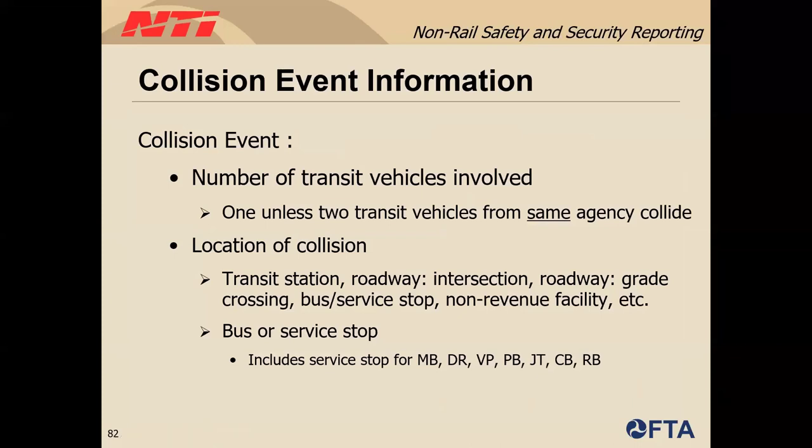So the first collision screen is the collision event information screen. For all the modes, this captures information about the number of transit vehicles involved. The answer would always be 1 unless 2 transit vehicles from your agency collide. The location of the event, such as the transit station, roadway intersection, roadway grade crossing, bus or service stop, non-revenue facility, which would be a transit bus barn, yard or maintenance facility, etc. Bus or service stop is appropriate location for modes such as demand response, paratransit, pickup at a person's home.